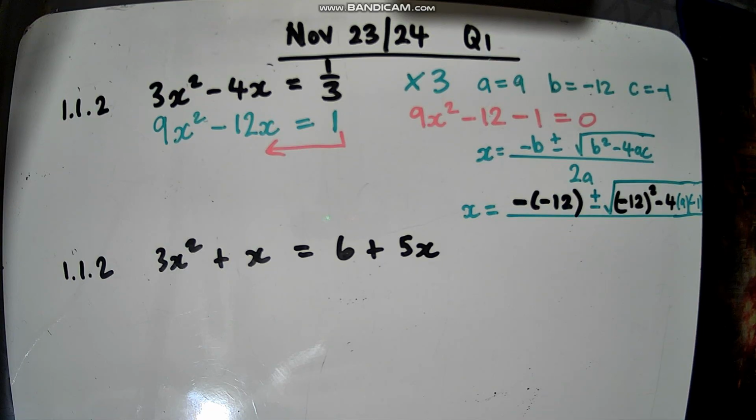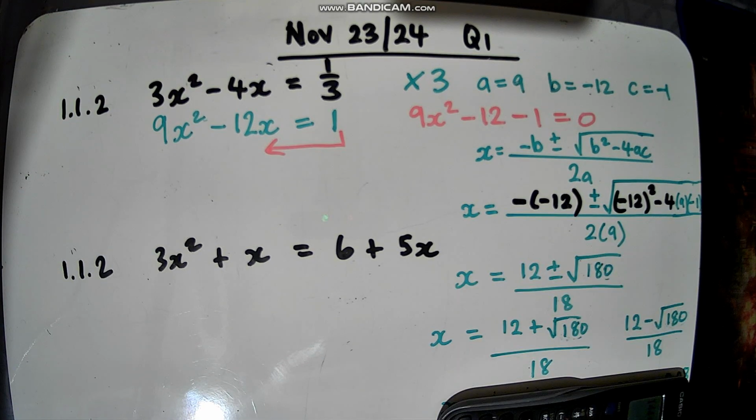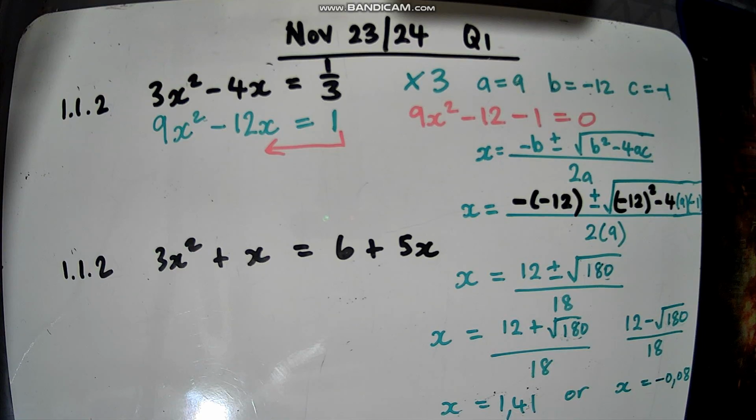Do note we must use brackets to substitute. And then a is 9 in the denominator. So punching it all into the calculator, under the square root sign only, I will get 180. And so, using the positive on the left and the negative on the right, we will then get the answers: 1.41 and negative 0.08. Right, we're now going to the next one, 1.1.2 of the second one.